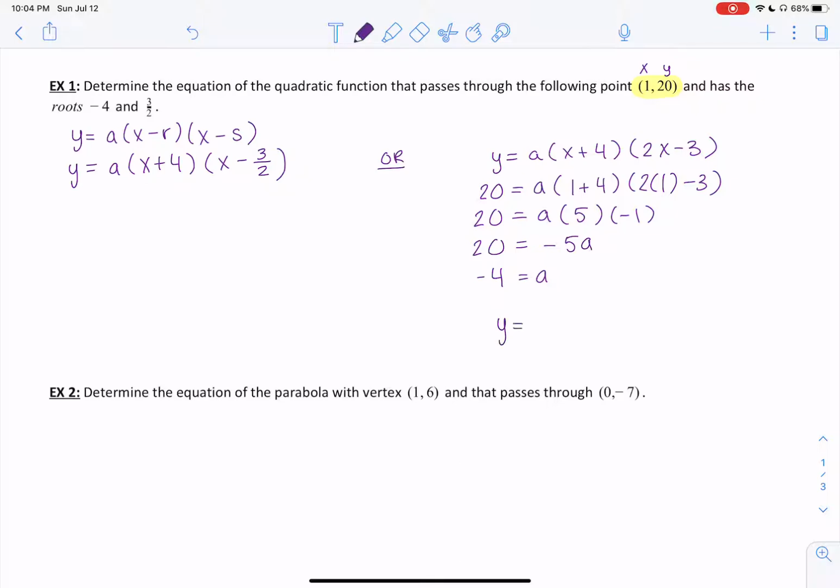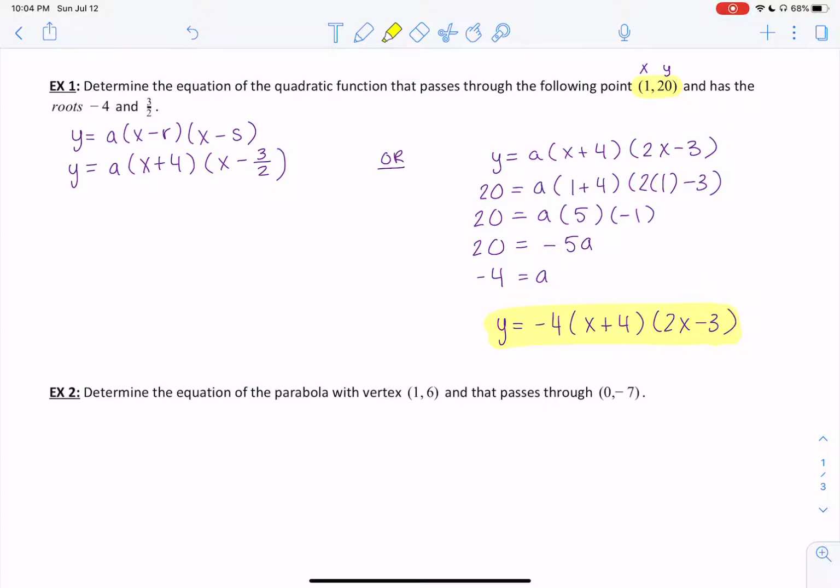And finally, we want to take that a and put it into our equation. So y equals negative 4, x plus 4, 2x minus 3. And remember, if you want to have that fraction running through, you absolutely could have. You would have ended up with the exact same answer, and it would have been valid as well.